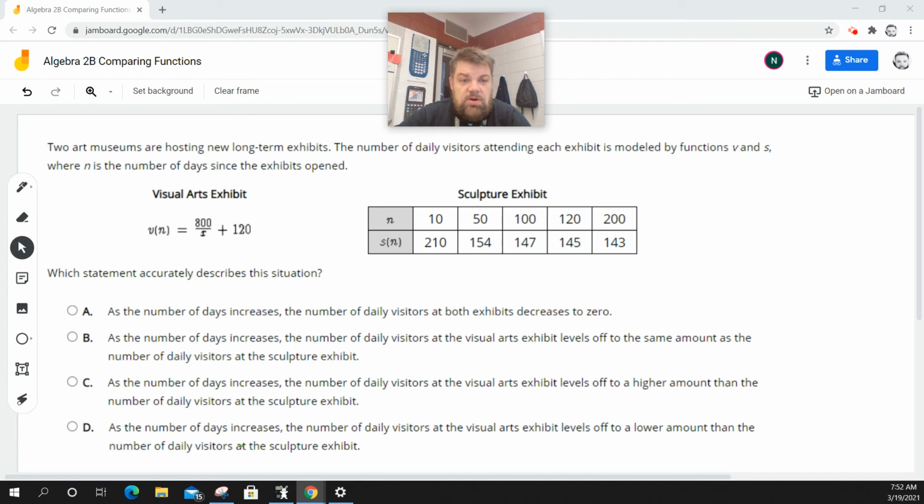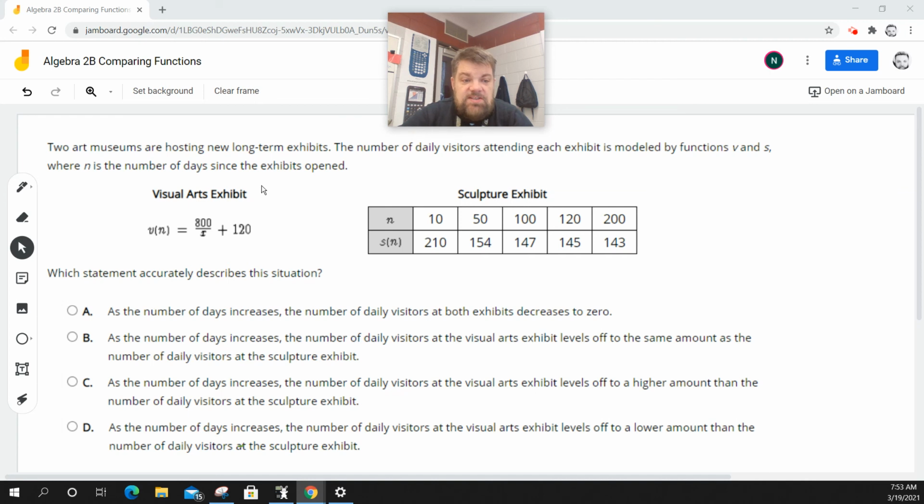It says two art museums are hosting new long-term exhibits. The number of daily visitors attending each exhibit is modeled by the functions v and s, where n is the number of days since the exhibit opened. So I think this is a typo right here. I think this should be an n. That's okay. And then it asks which statement describes this situation.